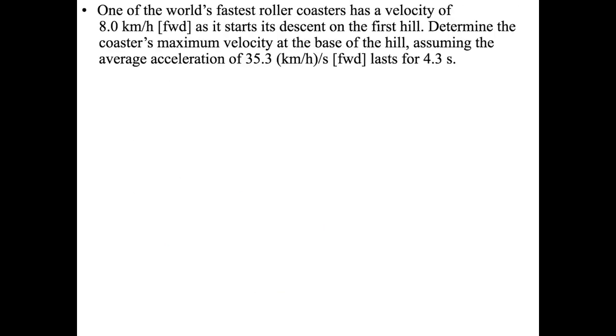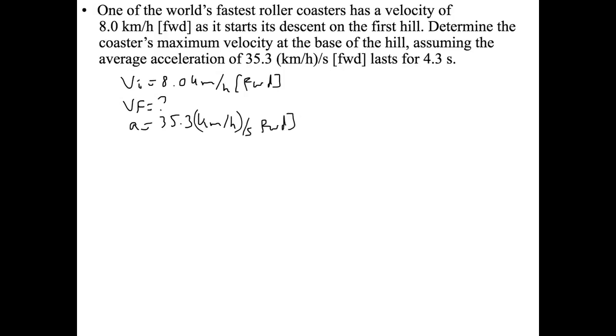One of the world's fastest roller coasters has a velocity of 8 kilometers per hour forward. So we would say that VI equals 8.0 kilometers per hour forward. It's always a good idea to write these things down as you're reading it. As it starts its descent on the first hill, determine the coaster's maximum velocity. So VF, that's our question, at the base of the hill, assuming the average acceleration is 35.3 kilometers per hour per second forward, and time is 4.3 seconds.